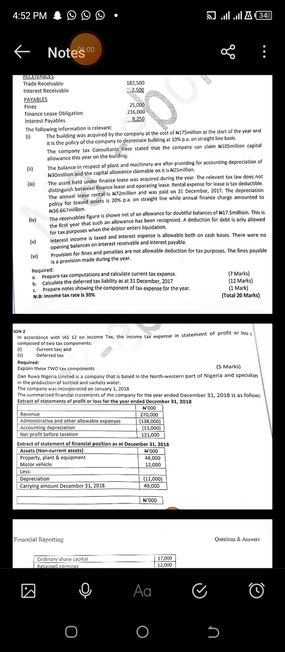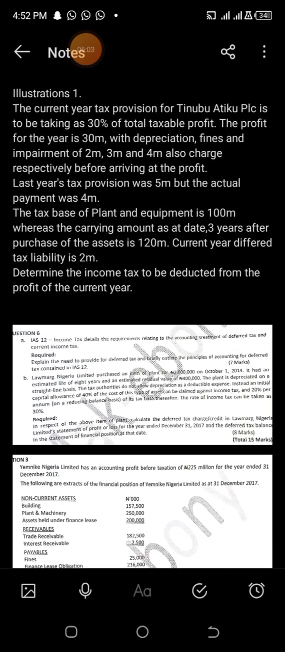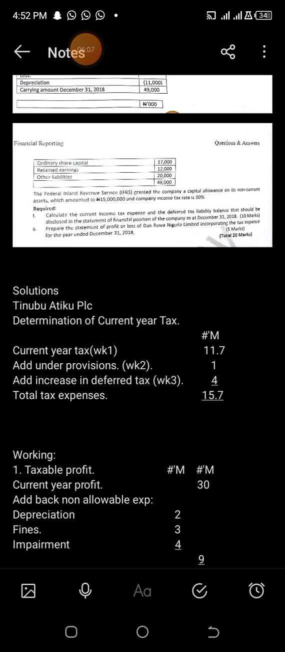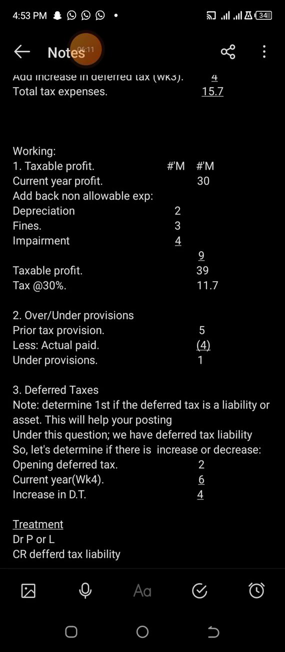But quickly, let's look at the solution of the one we have read, and then we'll come back to these past questions. And the solution is very simple. Number one is to determine the current year tax. And so, to determine the current year tax, let's go to the workings.